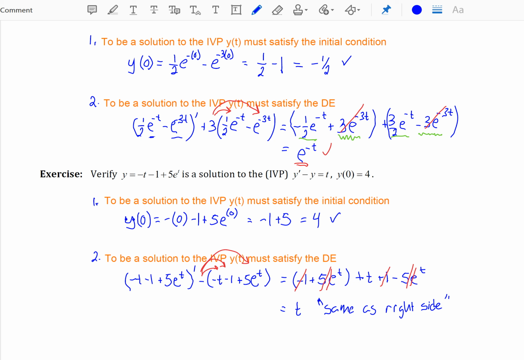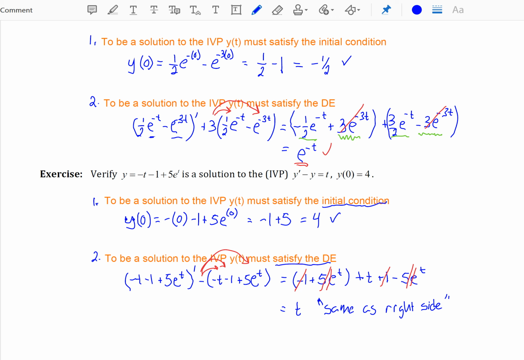Okay, I hope you went ahead and worked through this example. I did as well. You can see how I worked out my two solutions, or two parts of the solution. I first wanted to verify that it satisfied the initial conditions, which I verified that it does. And then I verified that it must satisfy the differential equation, which it does.